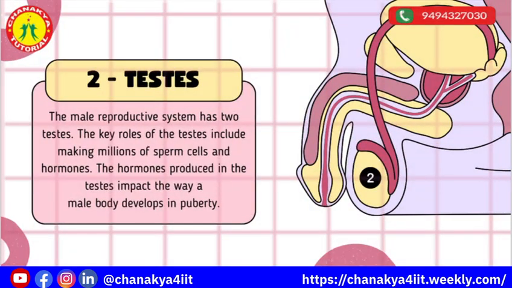2. Testes. The male reproductive system has 2 testes. The key roles of the testes include making millions of sperm cells and hormones. The hormones produced in the testes impact the way a male body develops in puberty.